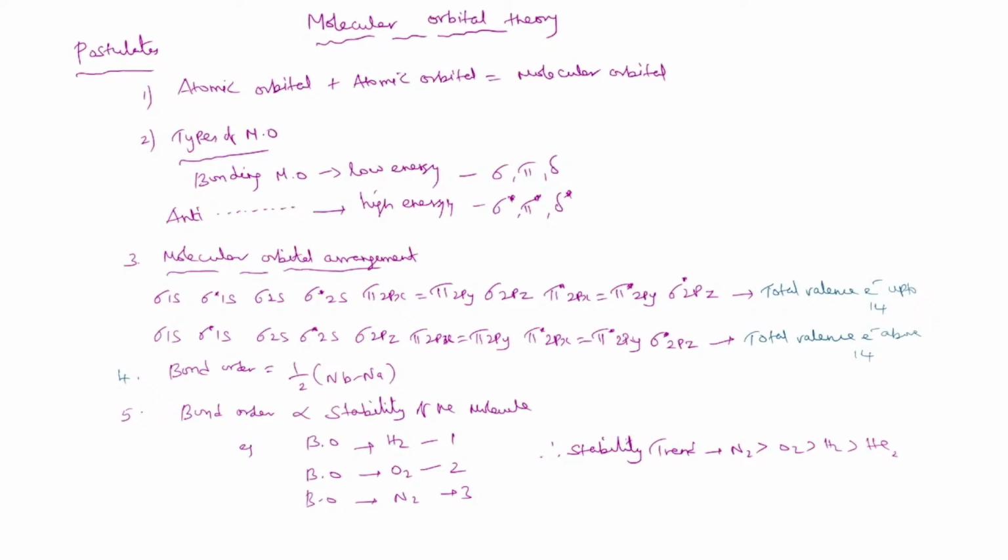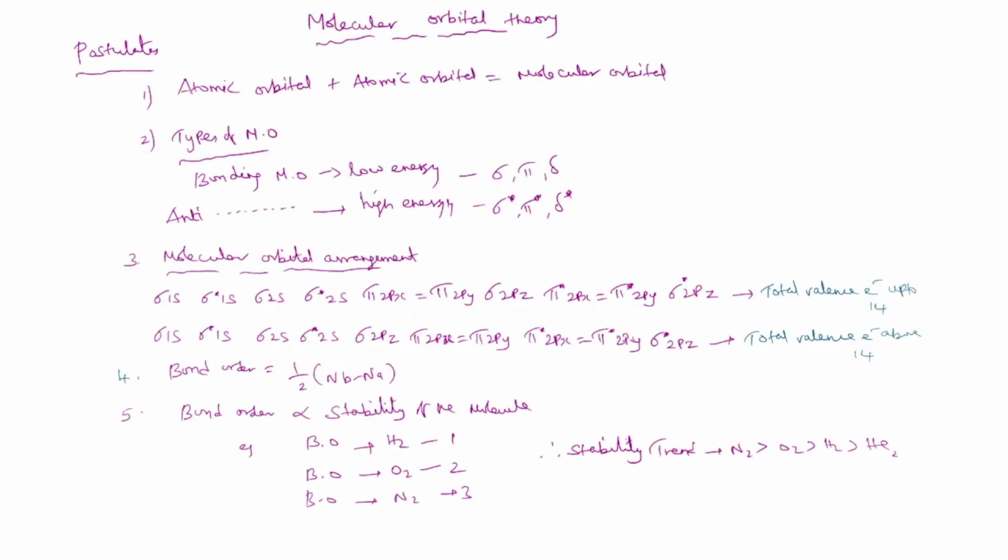Hello students, today we are going to see one topic in the chemical bonding chapter, that is molecular orbital theory. In this theory, you must know some postulates. Simply, a molecular orbital is the combination of two atomic orbitals, isn't it? Atomic orbital plus atomic orbital gives us a molecular orbital. It has two types: bonding molecular orbital and anti-bonding molecular orbital.